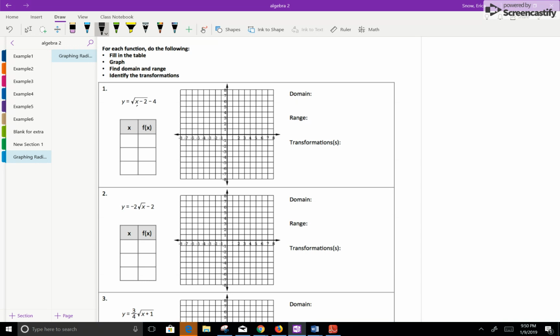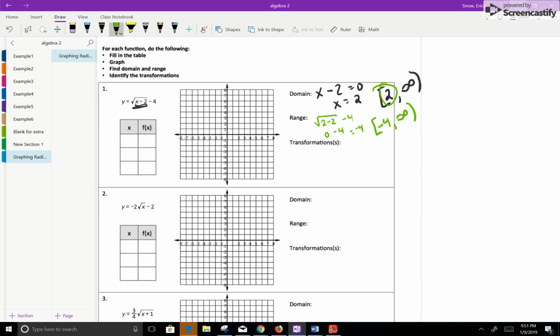So the domain, again, we find by making that equal to 0. So x is 2, which means that our minimum has to be 2. And we're going to infinity. Then to get the range, we're actually going to take that minimum for our domain and plug it in. So we get the square root of 2 minus 2 minus 4, which is 0 minus 4, which is -4. So our range goes from -4 to infinity on this little square root sign.